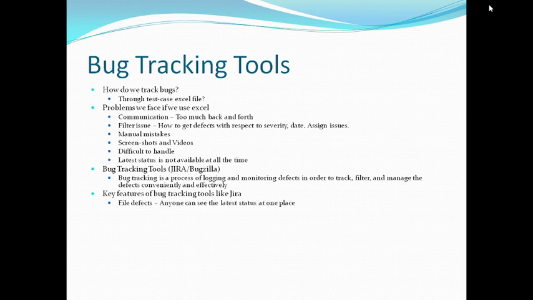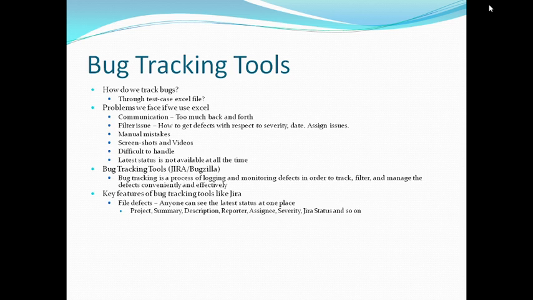So QA can file defects, and anyone can see the latest status in one place. When a defect is observed, QA will open Jira, log in, and mention all the details like summary, description, and severity, and the QA will assign it to a developer and create a bug. As soon as the bug is created, an email will go to the developer saying that some QA has filed a bug for you. So communication becomes easy, and we can file the defects in one place, and everybody associated with that defect can see it.